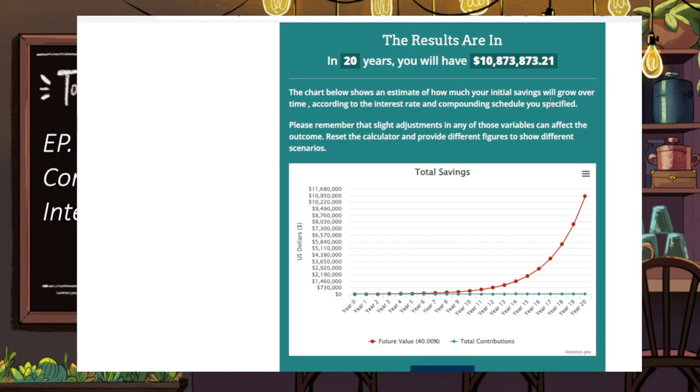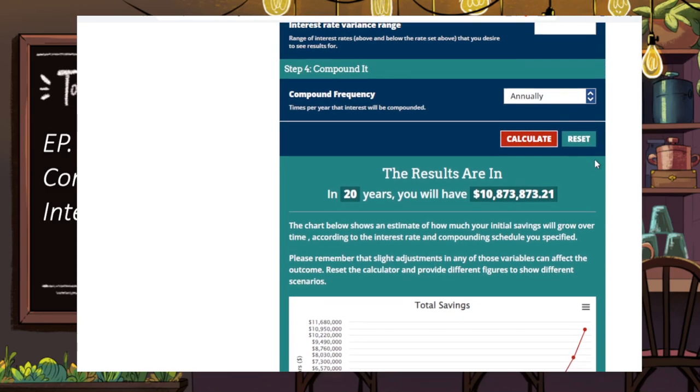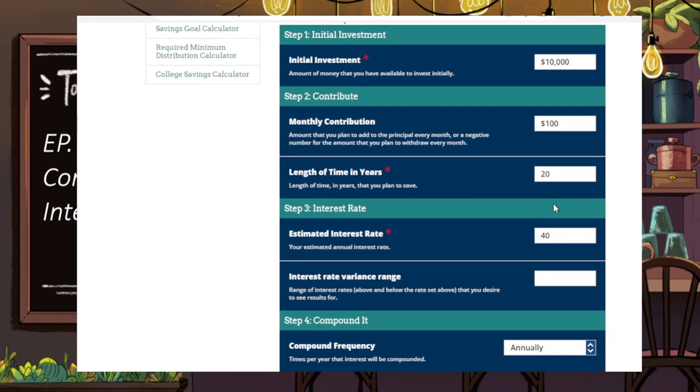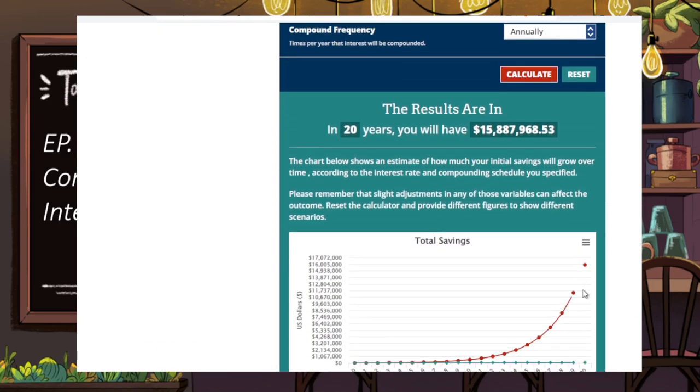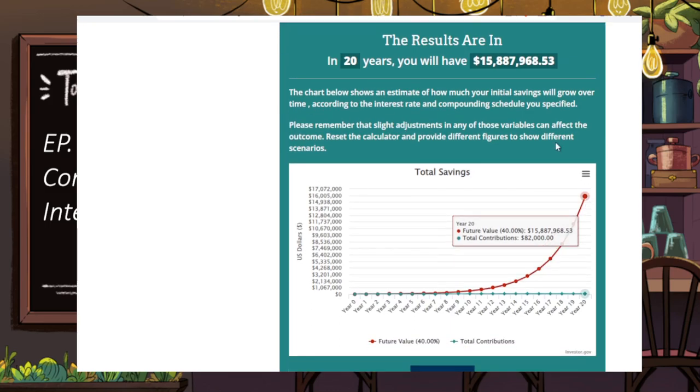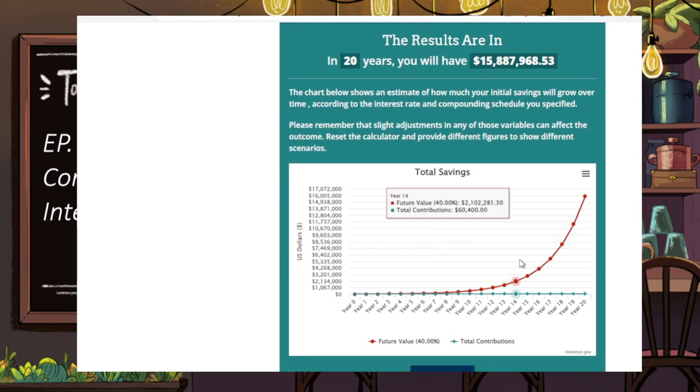So just by adding $100 a month every month moving forward, which I think is doable, right? You end up with 10.8. So if you can do more, it'll be even more amazing, right? So if you're able to do, let's say 300, might be a stretch, but let's just say you're able to do that every month, right? So you'd end up after 20 years with almost $16 million.